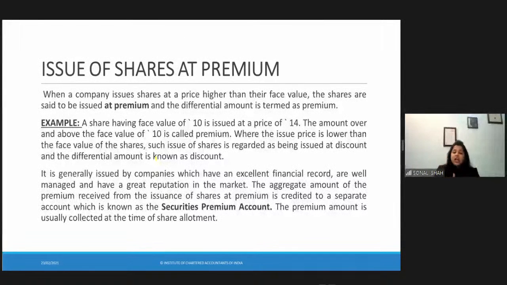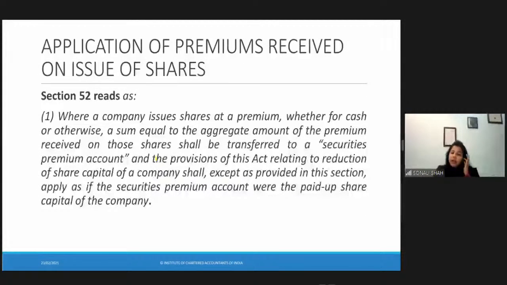Similarly, the shares can be issued at a discount also. So discount is basically a loss to the company. We will talk about shares at discount also, but this is what is about issue of shares at premium. So let us go through section 52.